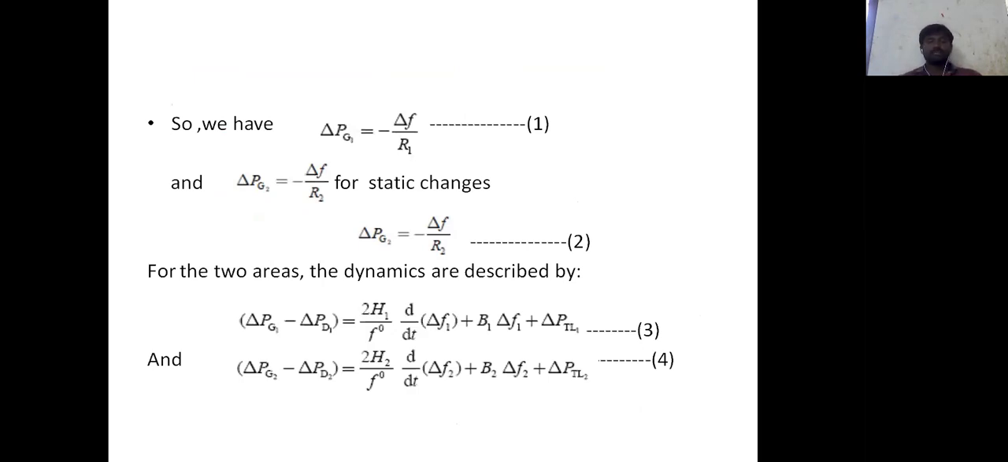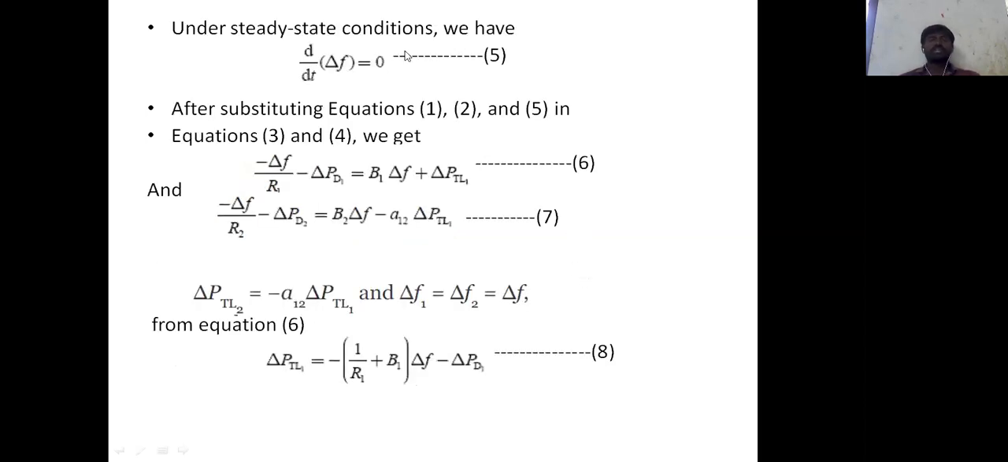For the two-area system, the dynamics are described by delta Pg1 minus delta PD1 equal to 2H1 by F0 d by dt of delta F1 plus B1 into delta F1 plus delta P tie line 1, and delta Pg2 minus delta PD2 equal to 2H2 by F0 d by dt of delta F2 plus B2 into delta F2 plus delta P tie line 2. These are equations 4, 3, 2 and 1. Under steady state condition, we have d by dt of delta F equal to 0.